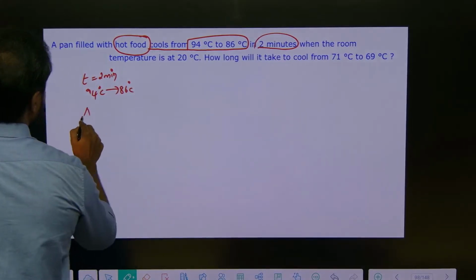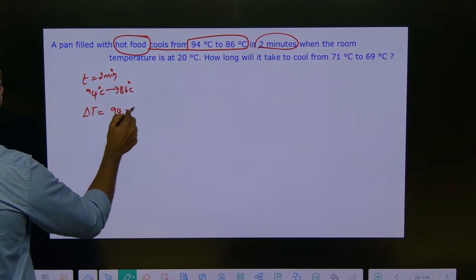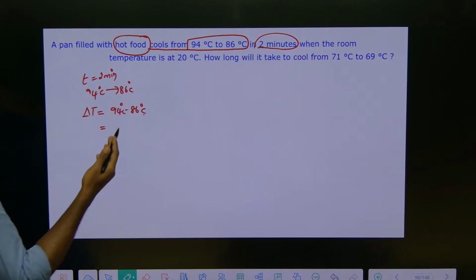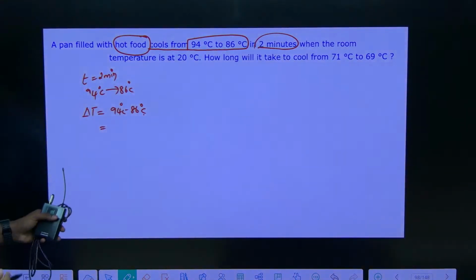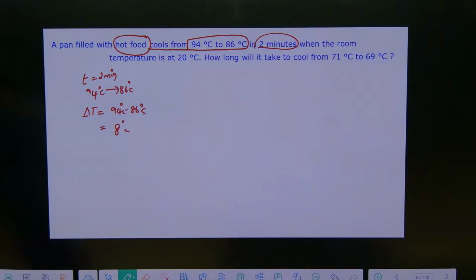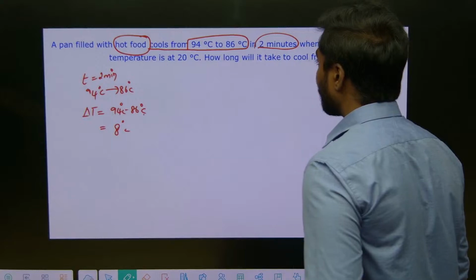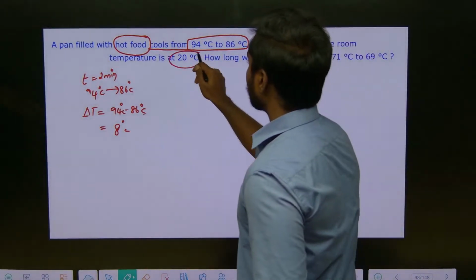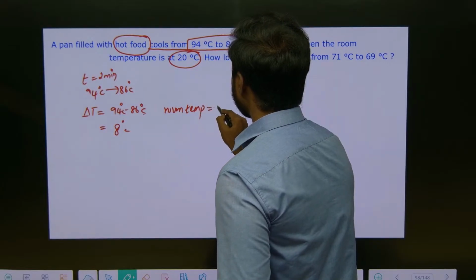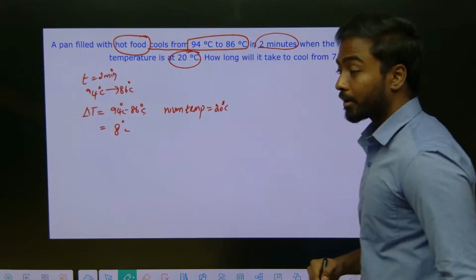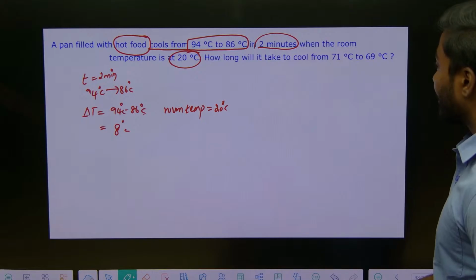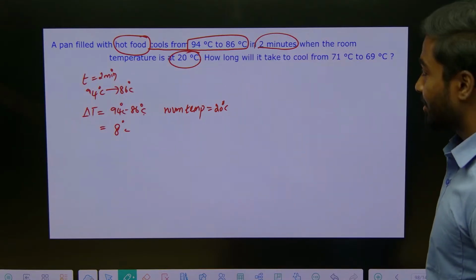So what is the change in temperature? 94 minus 86, which is 8 degrees Celsius. Got it? When the room temperature is at 20 degrees Celsius, how long will it take to cool from 71 degrees Celsius to 69 degrees Celsius?